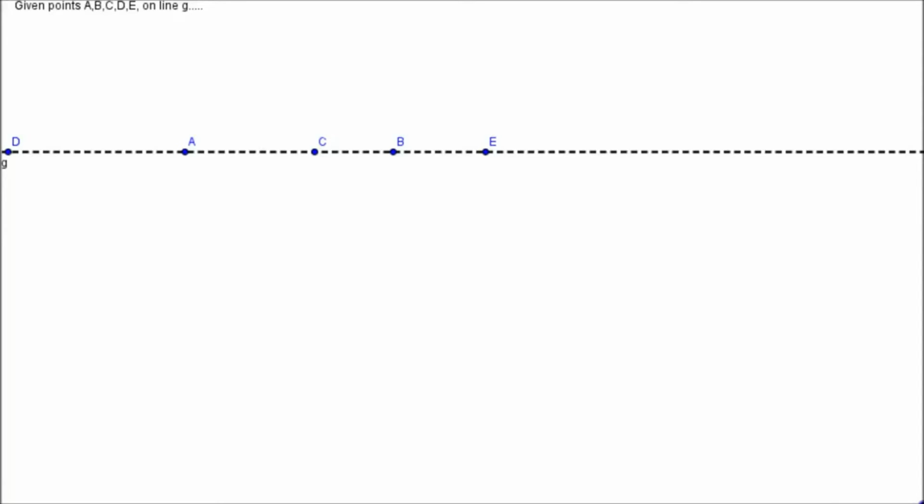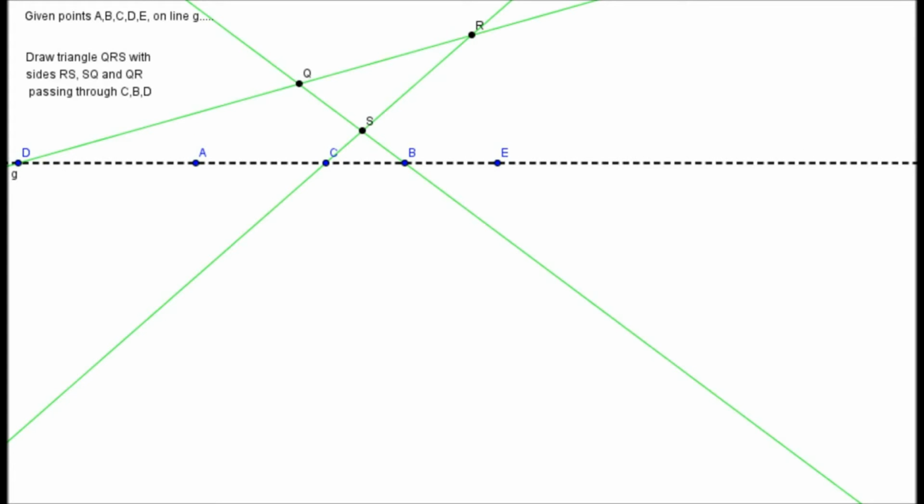Basically we're going to start by drawing a triangle. Now I'm going to use the same kind of labeling convention as I was discussing before, although that's not necessary. All that matters is that you pick 3 out of these 5 points, and you draw a line through each one. So I've drawn a line through C, B and D, and I've labelled the vertices Q, R, S. So basically I've used 3 of these points, drawing lines through them to form a triangle.